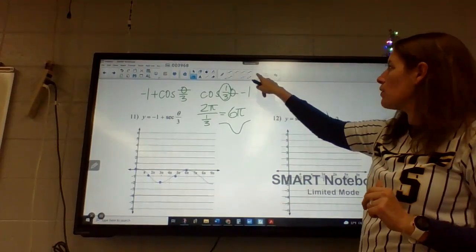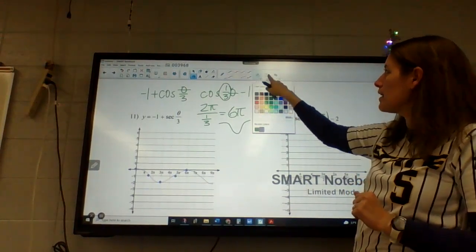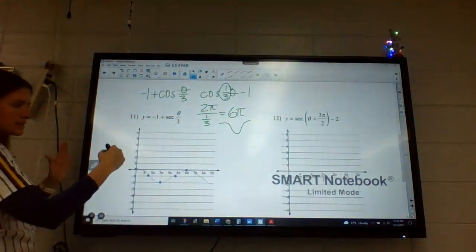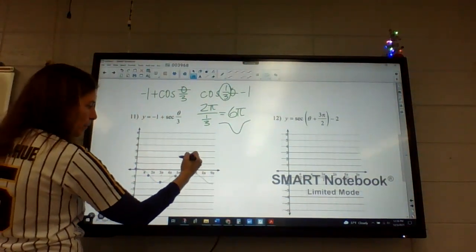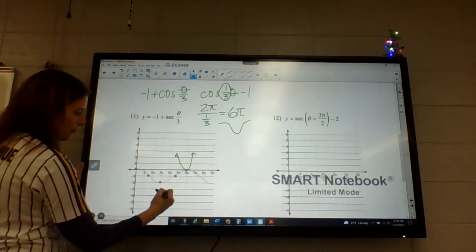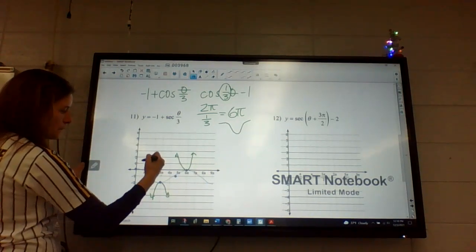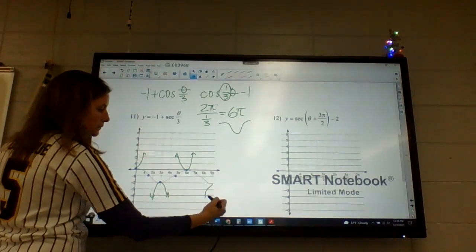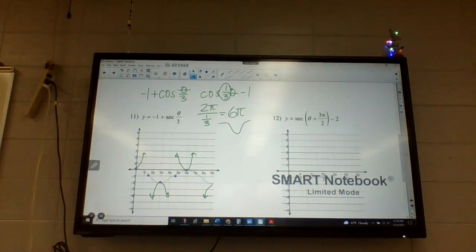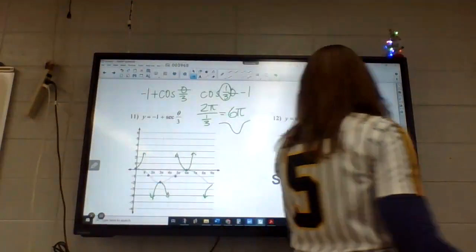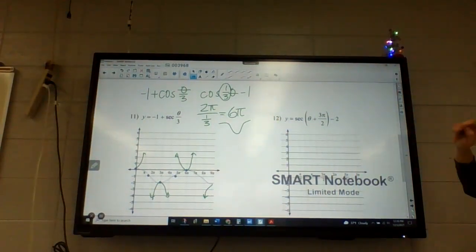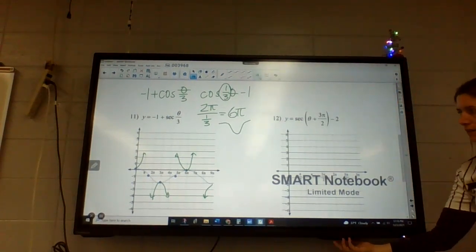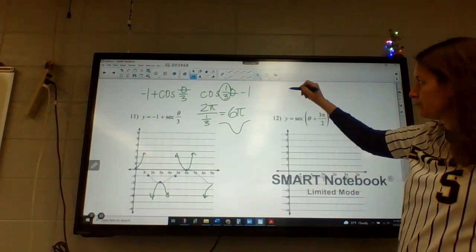That'll happen. So once I have that, then I need to draw my secant curves, which are at the vertex, or like the maximum and minimum points. Alright, and then our next one here, again, we're graphing the cosine.